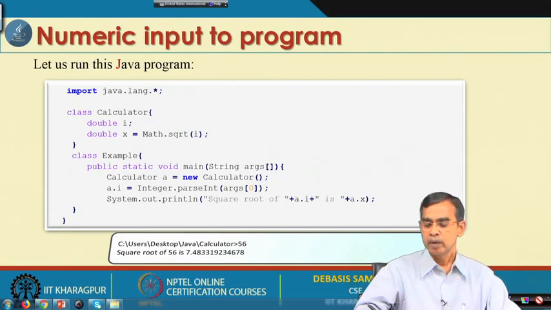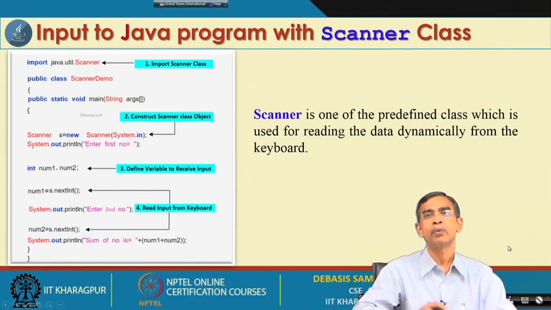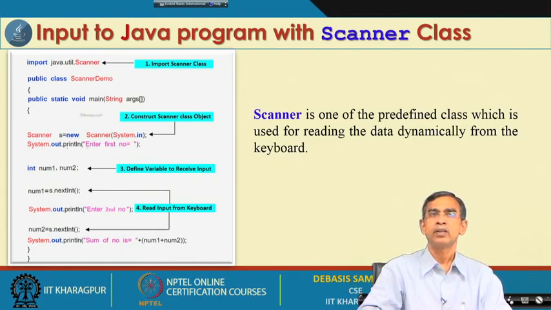Now, there is a better way: instead of giving the input at the very beginning of the execution, we can give the input at the time of the execution. There are a few other ways of doing these things, and for this a very good utility is available, called the Scanner class. The Scanner class is defined in the java.util package, and in that package one class is defined called the Scanner class.